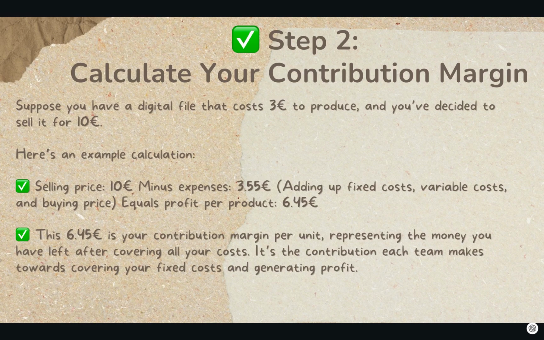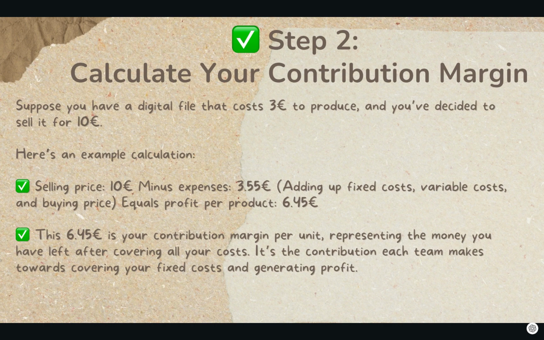Step 2 is to calculate your contribution margin. Once you have all the costs listed in step 1, it's time to work out the numbers. Suppose you have a digital file that costs €3 to produce, or $3 to produce in this case. Use whatever currency you feel comfortable with, and you've decided to sell it for €10. So it costs you €3 to produce it, and you decided to sell it for 10.